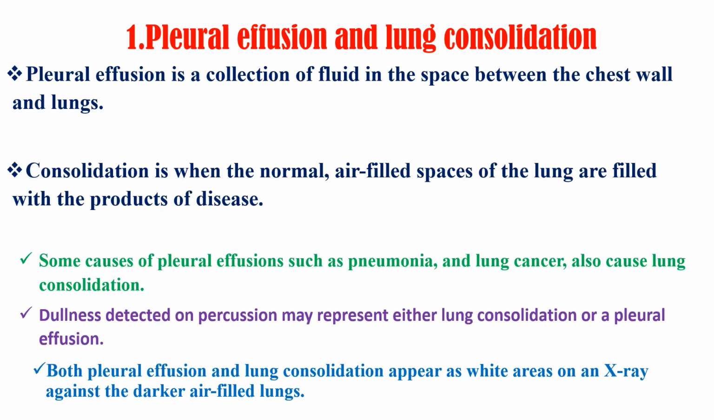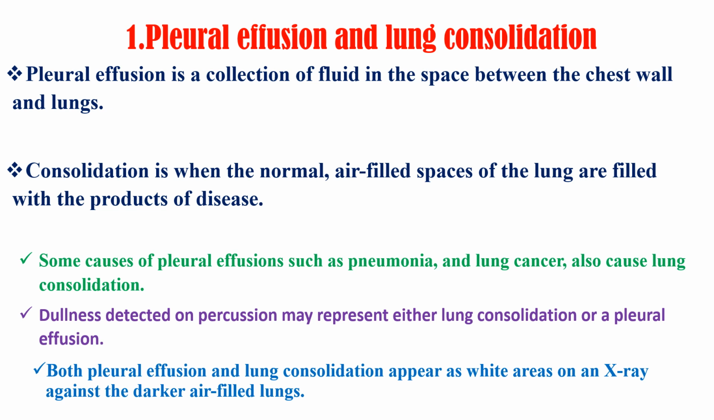Pleural effusion is a collection of fluid in the space between the chest wall and the lungs, whereas consolidation is when the normal air-filled spaces of the lung are filled with the products of a disease. Some causes of pleural effusion, such as pneumonia and lung CA, can both cause lung consolidation.